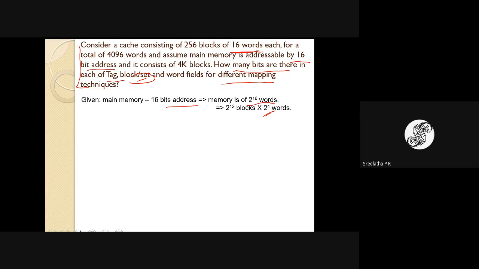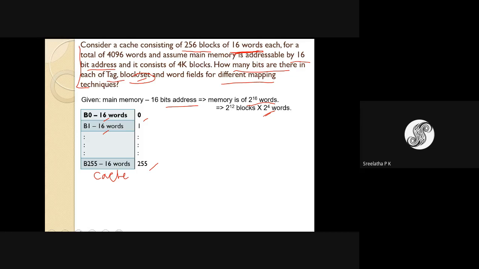Fine, so this is given, and also the cache blocks. These are the details given for the cache block. It consists of 256 blocks, and each block is of 16 words.